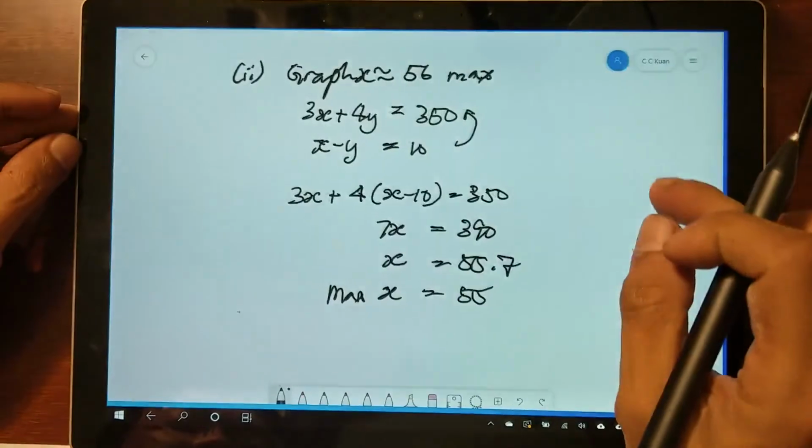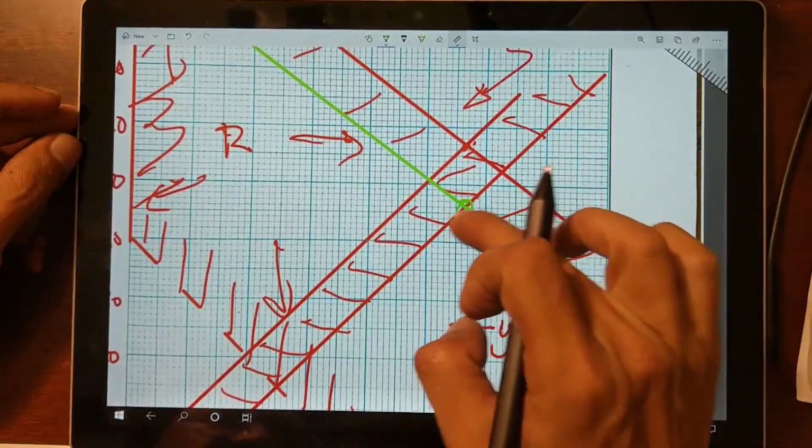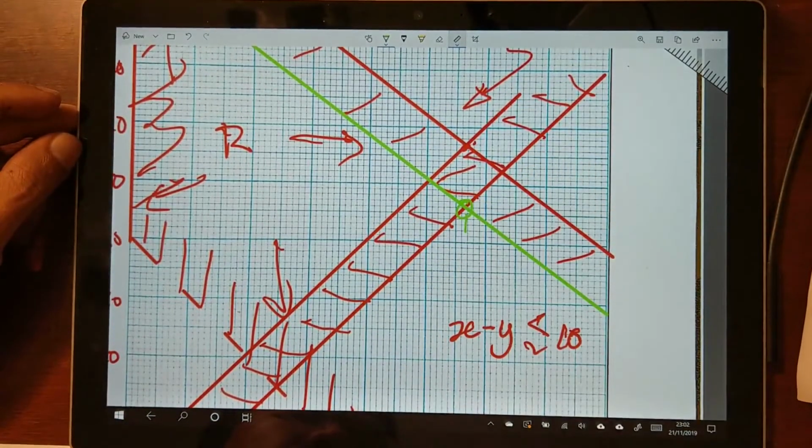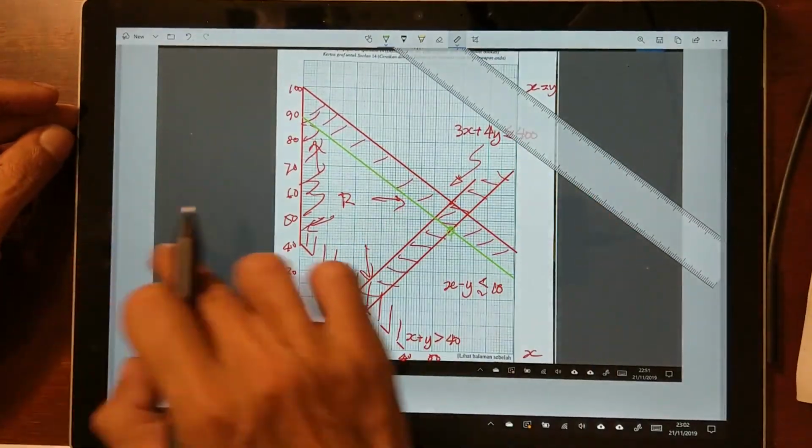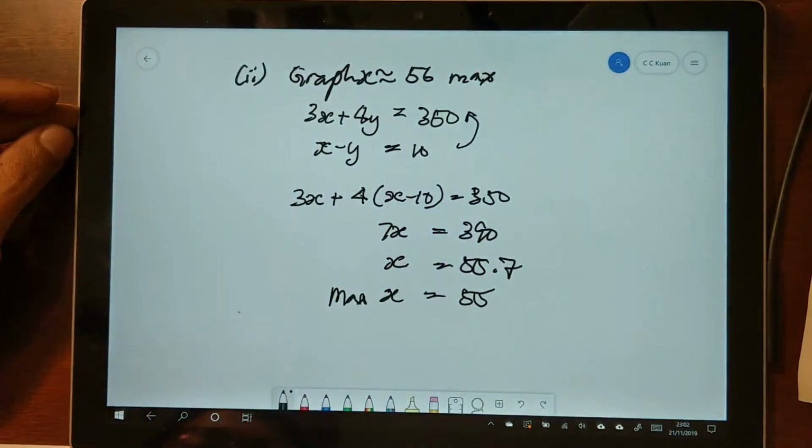And let's see what that looks like in our graph. Yeah, it looks about there. So obviously if you draw that a lot more accurately, you'll get a better answer. Okay, and that is question 14.